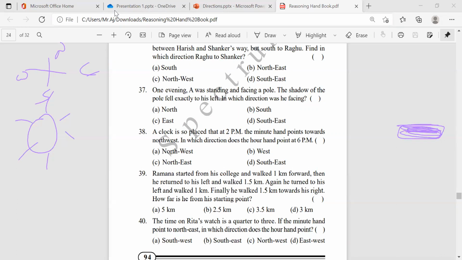And what they're saying is, the shadow of the pole is exactly to his left. Who is standing facing? The left. So this is left, they're saying. This is left and this is right. So this is left and this right, which means he's facing the south.